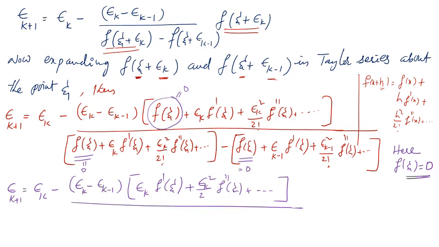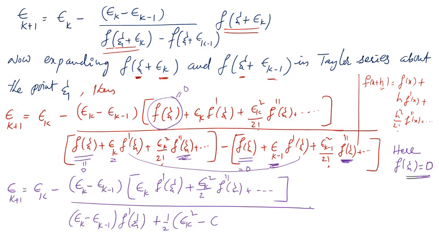This is numerator. Coming to denominator, done. In this denominator, let me combine these two. f dash xi is common, f dash xi is common, so their quotient is epsilon k and epsilon k minus 1, okay, into f dash xi plus, same logic, f double dash xi common, so what is the remaining part? 1 by 2 epsilon k square epsilon k minus 1 square f double dash xi, and so on and so on. Okay, I think this is clear.